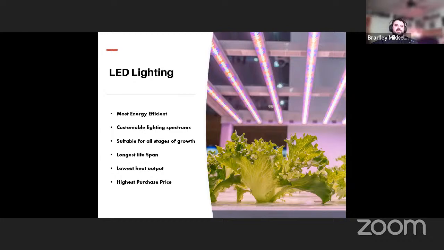There is no degradation period for about the first 5 years, sometimes up to 10 years, depending on the LED diode manufacturer. And so there's no maintenance to these. You don't have to change any bulbs. The cost of maintenance is zero because you really don't have to do anything. And then they're suitable for all stages of growth.